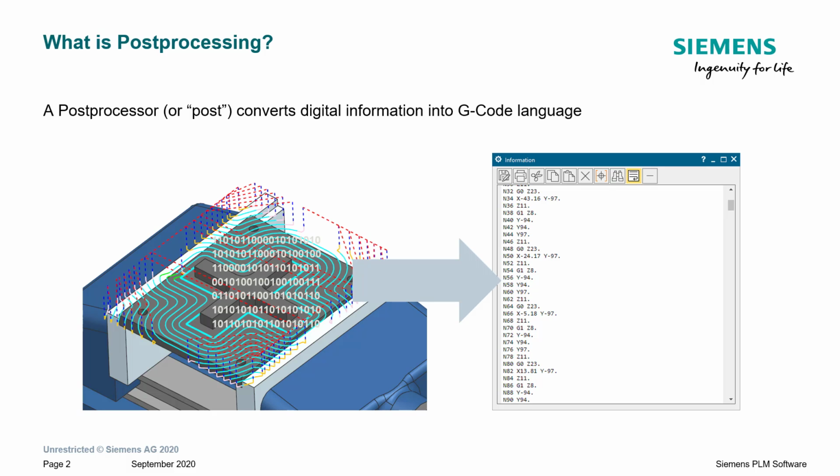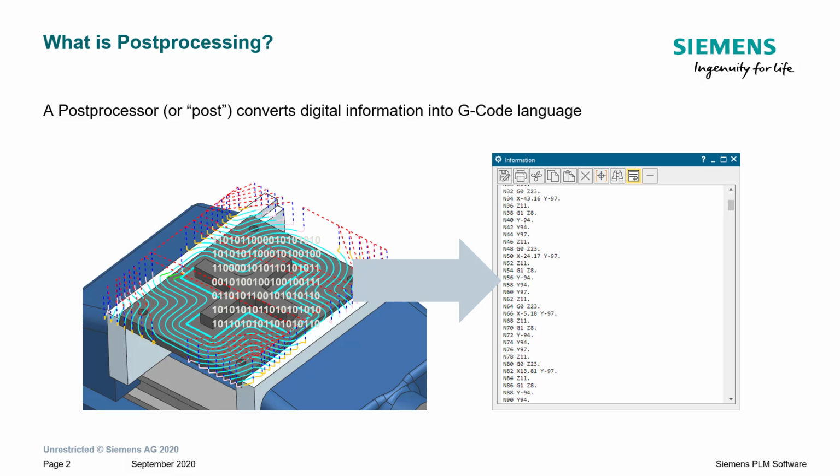What is post-processing? Well, a post-processor, or sometimes referred to as a post, converts the digital information about the toolpath that is available inside of Solid Edge CAM Pro into G-code language. This G-code language is then read by the machine tool as it performs the machining motion that you have described in Solid Edge CAM Pro. So basically it converts binary information into G-code language that the machine tool can read.